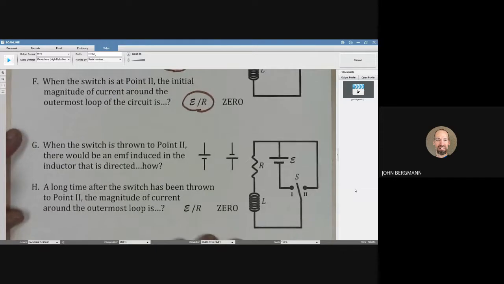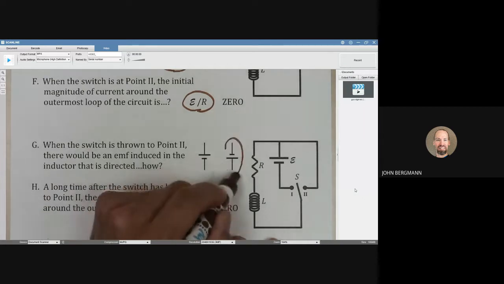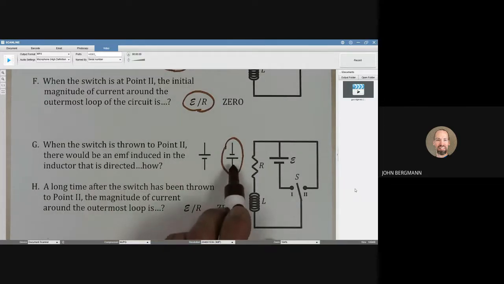How about letter G? When the switch is thrown to point 2, there would be an EMF induced in the inductor. We just talked about this, in that direction, because remember, inductors don't like change in current, and the current was going towards the bottom of the page, and then we flip the switch over to point 2. This inductor is going to wake up and try and keep moving that current in that direction.